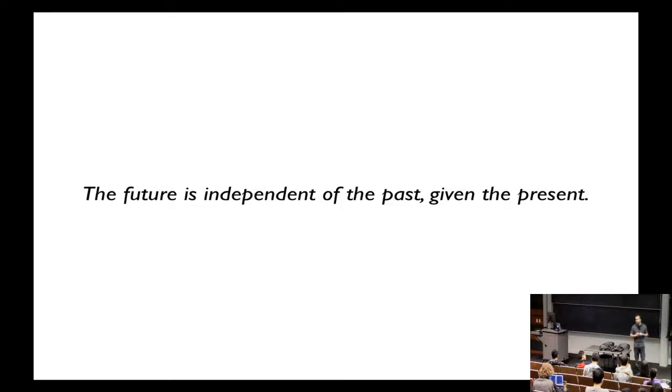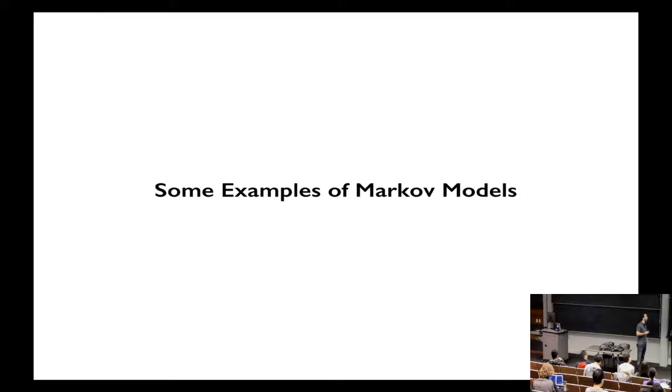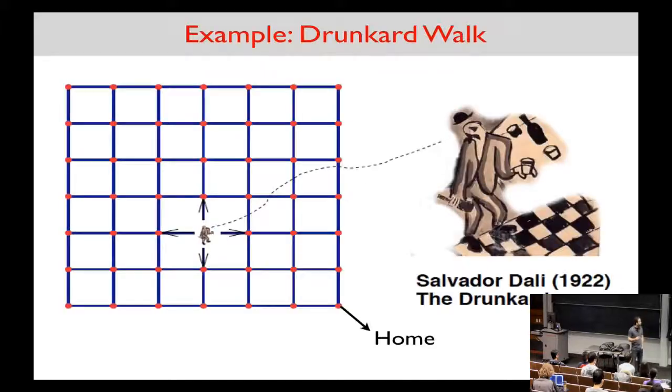And again, just keep in mind that we are in the setting where the future is independent of the past given the present. Okay, so some examples of Markov models. Here's the first example: a drunkard's walk. So this is me on a Saturday night. Think of this grid as a map.